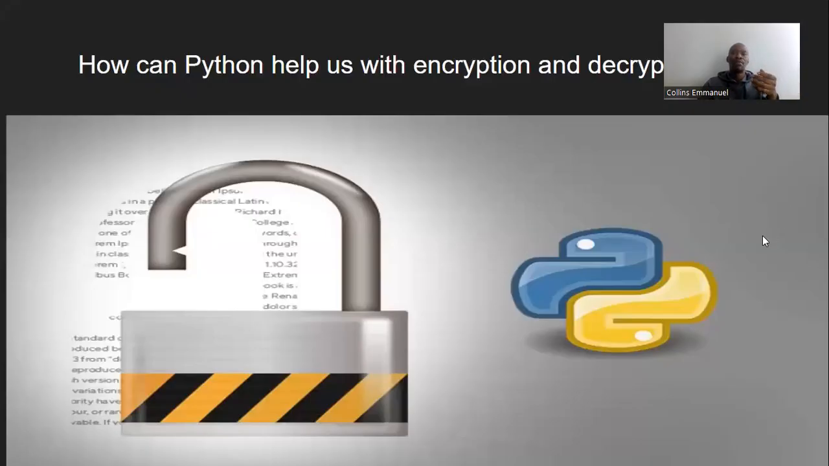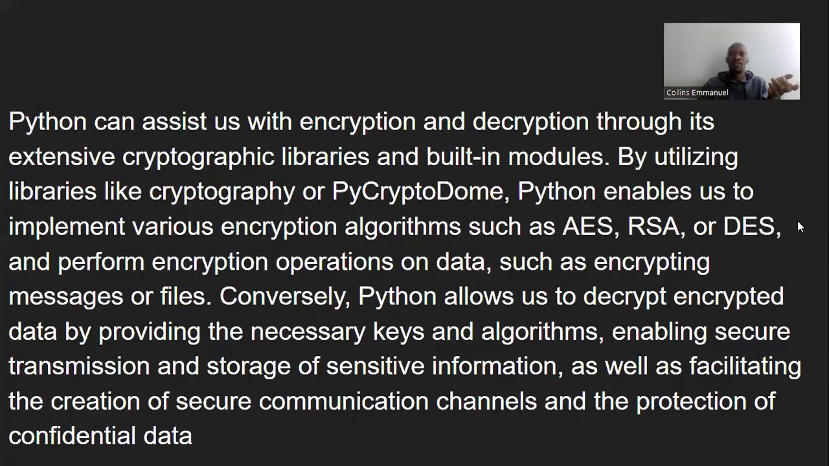How can Python help us with encryption and decryption? Python can help with encryption and decryption through its extensive cryptographic libraries and built-in modules. By utilizing libraries like cryptography or PyCrypto, Python enables us to implement various encryption algorithms such as AES, RSA, or DES, and perform encryption operations on data such as encrypting messages, files, text, PDF, documents, or whatever.